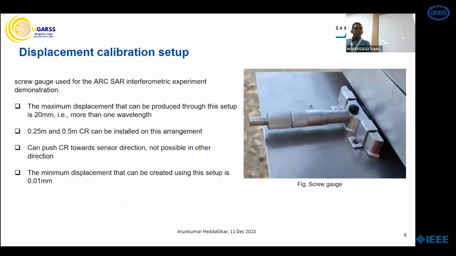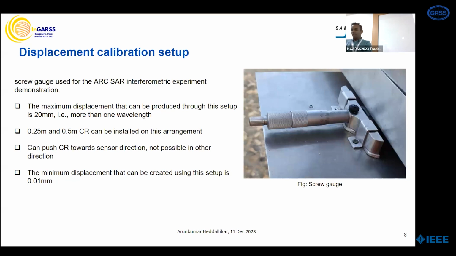Now we have to demonstrate displacement, that is the interferometric configuration. For this, we used a screw gauge arrangement. With this screw gauge, we can push the corner reflector in the radar direction, which is controlled displacement creation. This setup can create a displacement of 0.01 millimeter, and it can go up to a maximum of 20 millimeters.